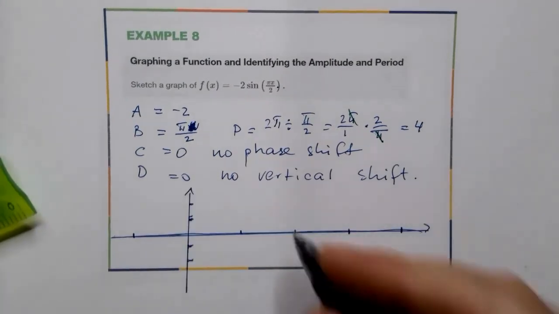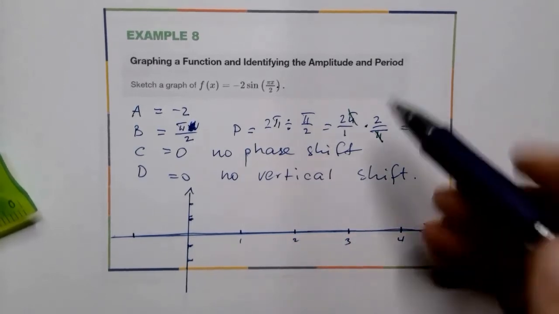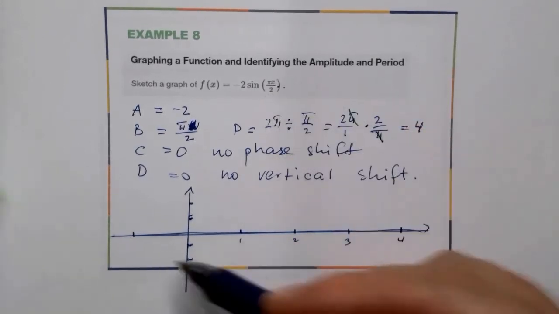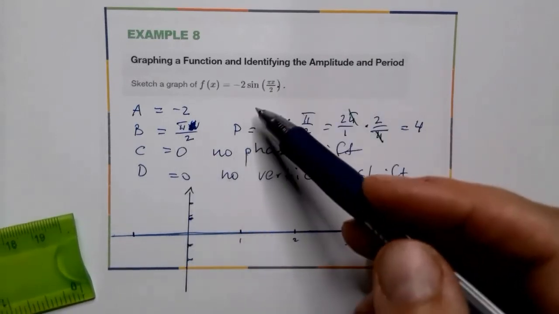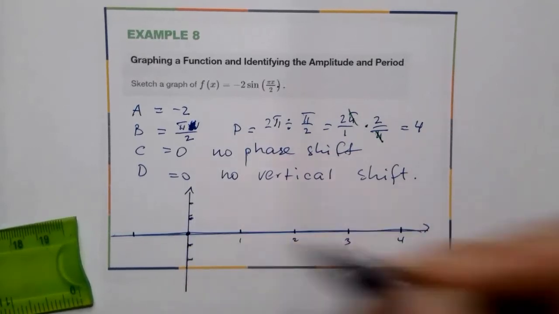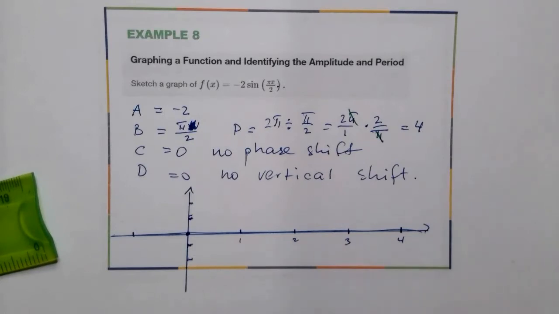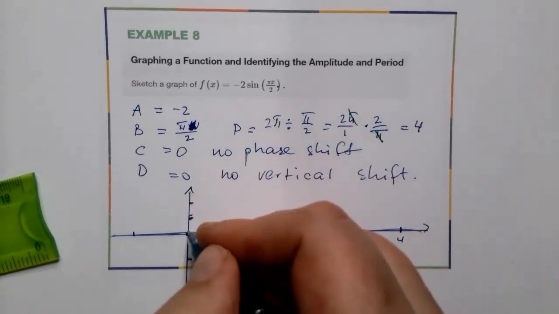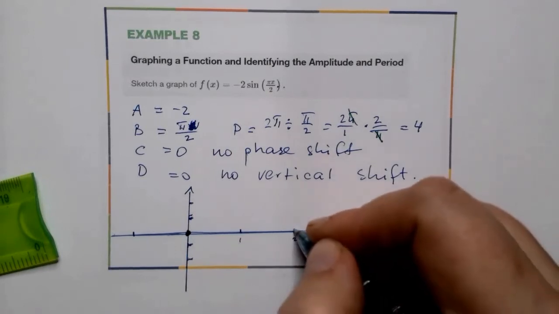Okay, so here's my scale. And since it's a sine graph and it's not shifted left or right, it's going to start with the x-intercept. Let me use a different color. X-intercept at the beginning and the end of the period, and also in the middle.